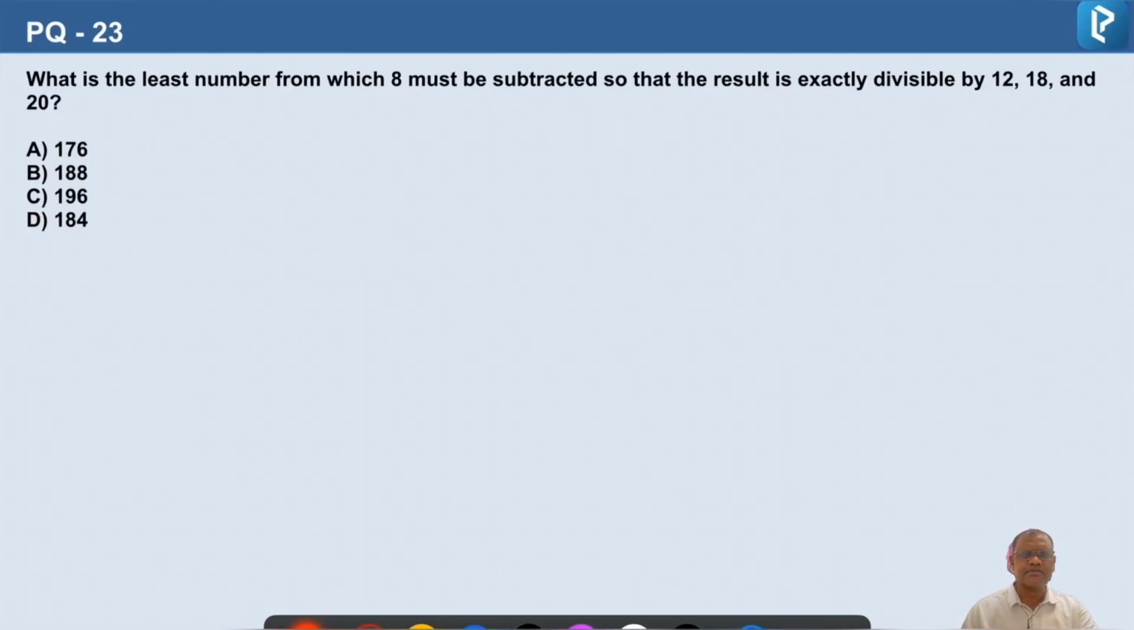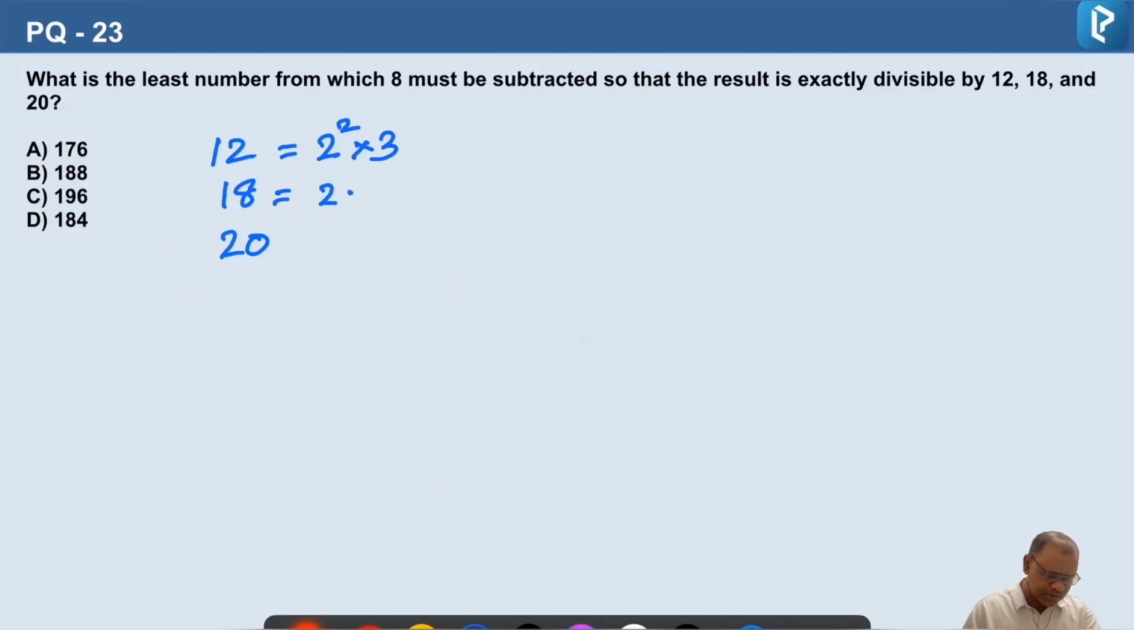Question number 23. What is the least number from which 8 must be subtracted so that the result is exactly divisible by 12, 18 and 20? So we have to find out the LCM for the three numbers. So what are the three numbers here? 12, 18 and 20. So for 12, prime factorization is 4 times 3. This is 9 times 2 and this is 4 times 5.